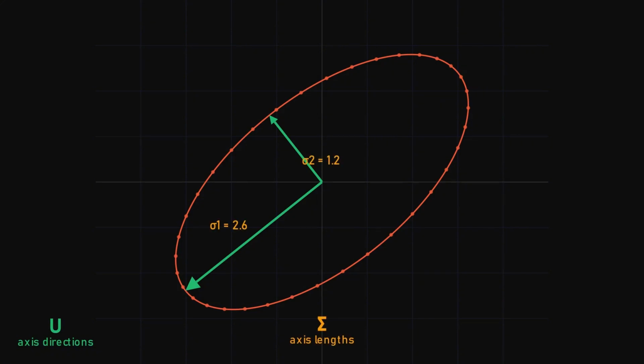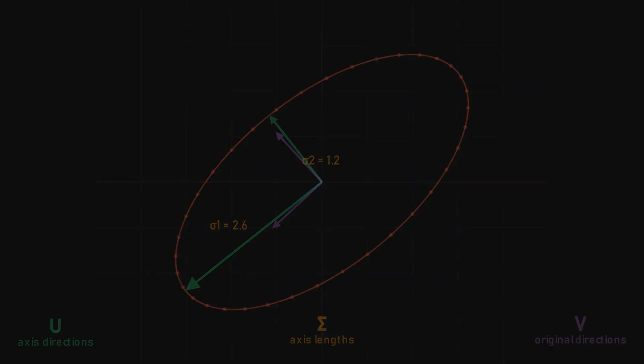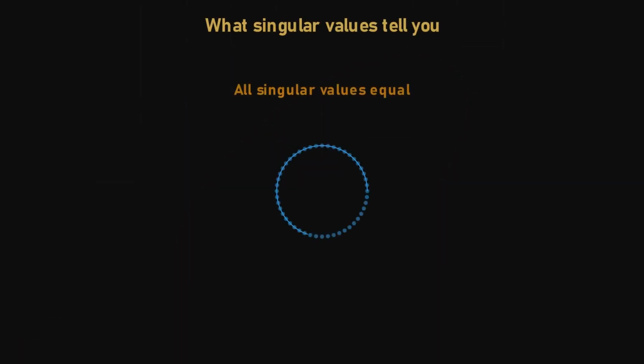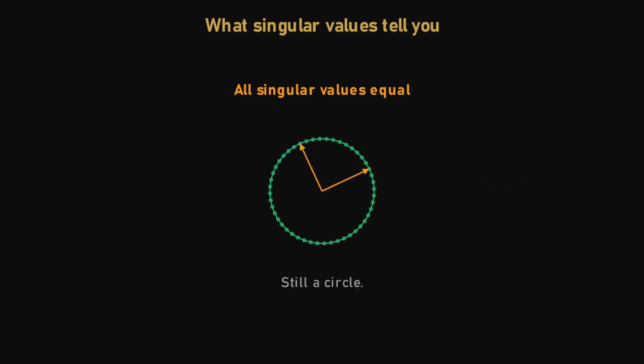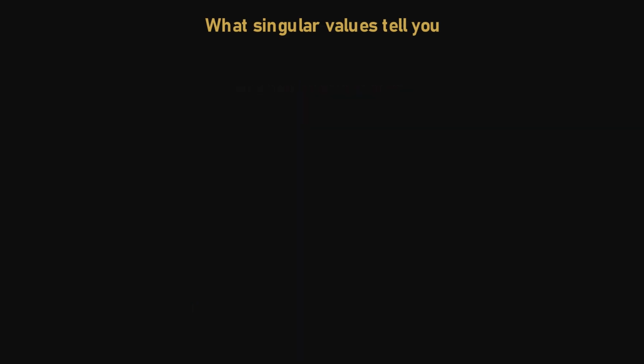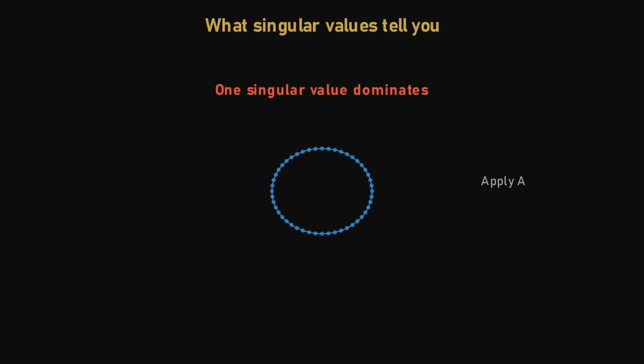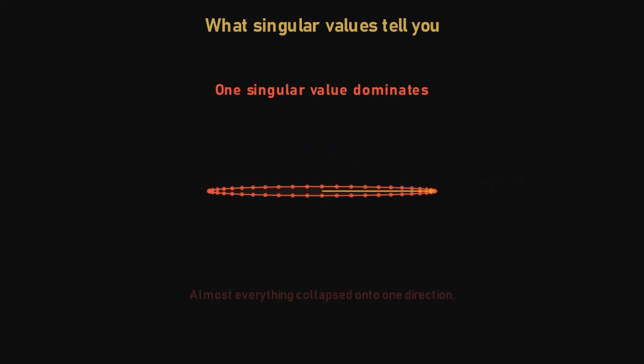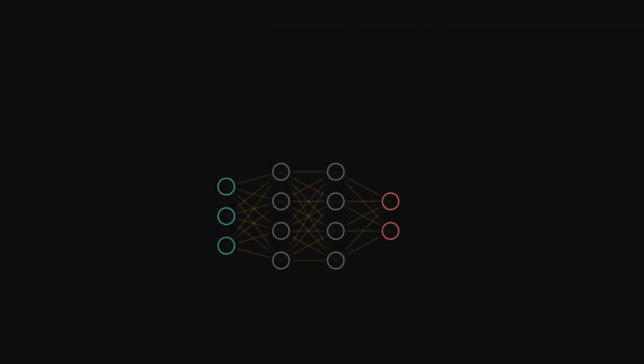So the singular values, the diagonal of sigma, measure how much the matrix distorts space along each direction. If they are all equal, the ellipse is just a bigger circle, pure rotation, uniform scale, and no distortion. But if sigma 1 is huge and the rest are tiny, the ellipse is a thin pancake. The matrix has crushed almost everything onto one direction. The second case is the villain. Let's hold on to it.